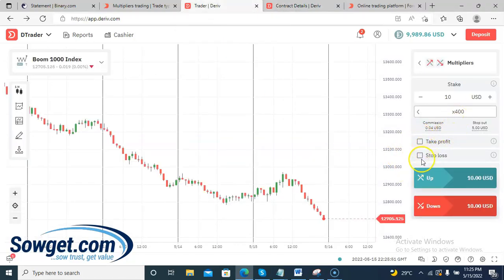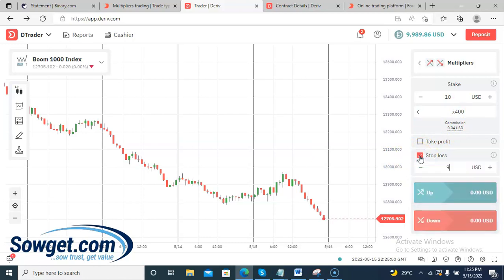So if I want to set a stop loss, I can just simply set a stop loss of $5. By default, the system won't allow you to use a stop loss that is more than your stop out call if your multiplier is already at a preset value.